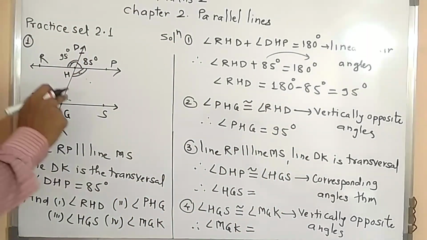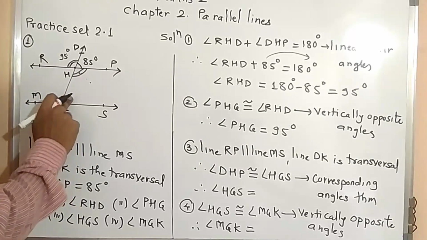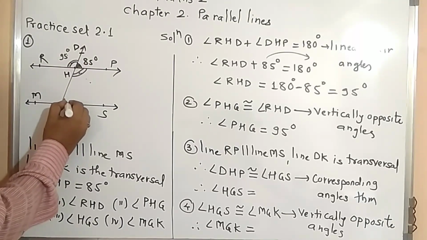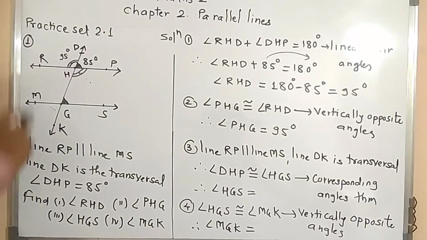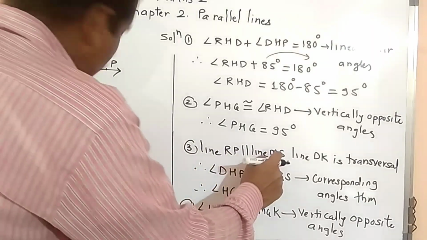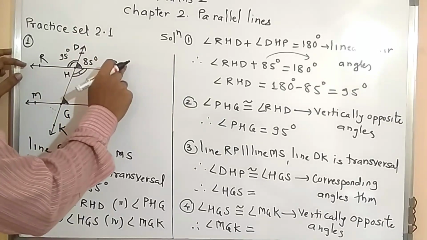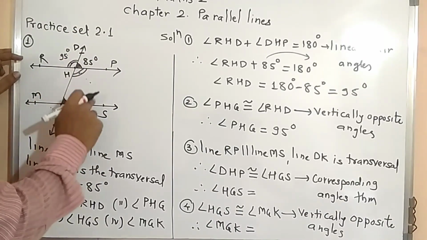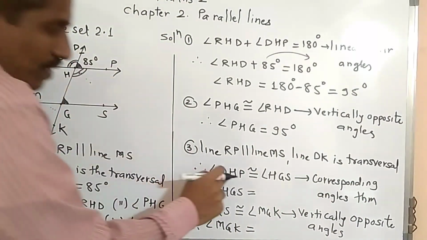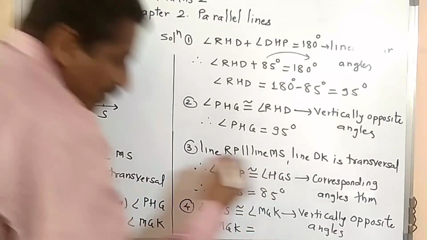Next, I have to find angle HGS. See, this angle and this angle are corresponding angles. When lines are parallel, corresponding angles are congruent. Line RP is parallel to line MS, line DK is the transversal, angle DHP is congruent to angle HGS. Reason: corresponding angles theorem. Since DHP is 85 degrees, this angle will also be 85 degrees.